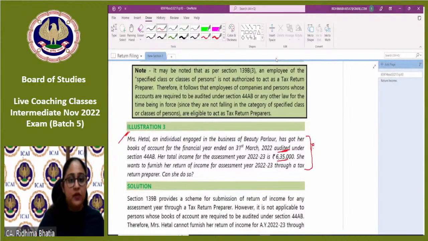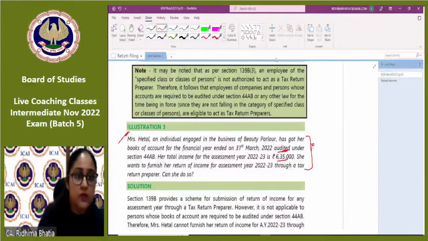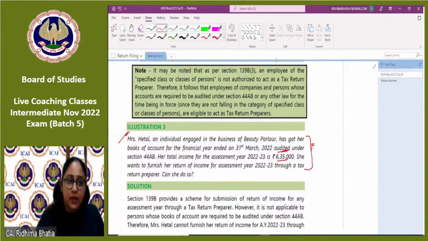In the case of a TRP, if a TRP is filing the return, they have to quote their TRP number, stating that this is a return filed through a TRP and this is the number of that person who is a TRP. It will show an error if he's filing through a TRP. Chalo, great. So this is all from my side. You can go through the provisions of this chapter, and trust me, you can revise this chapter in 1 hour for your exam. It's a very simple chapter.